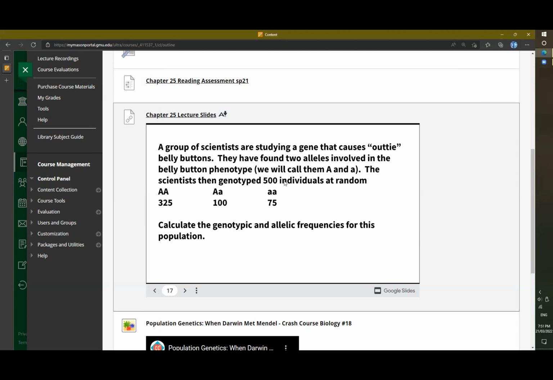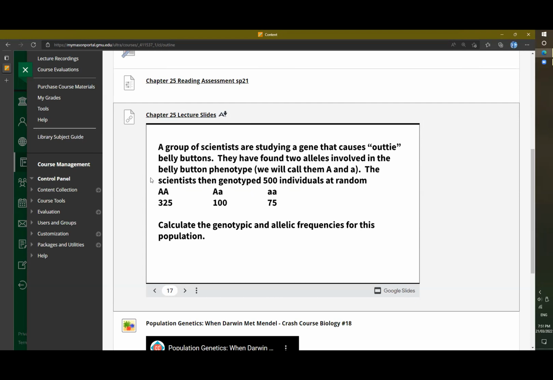So now that we know the total number of individuals in the population, this is the total number of genotypes that we will see, because every individual has a genotype. And if there are 500 individuals, there's 500 genotypes. Obviously not 500 different genotypes, but 500 total genotypes.